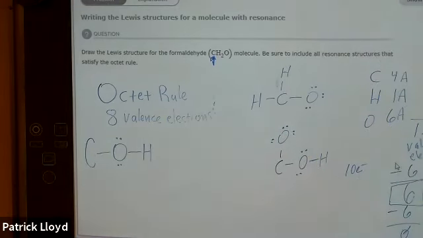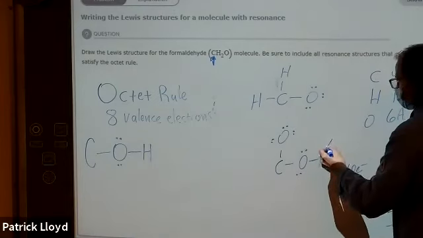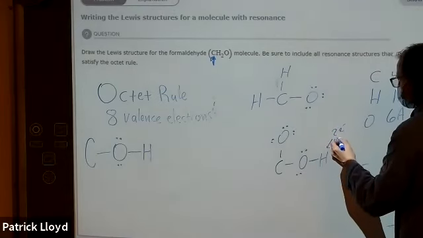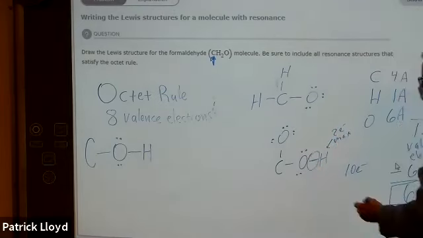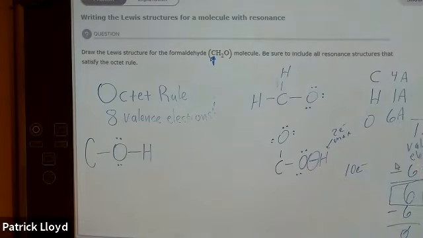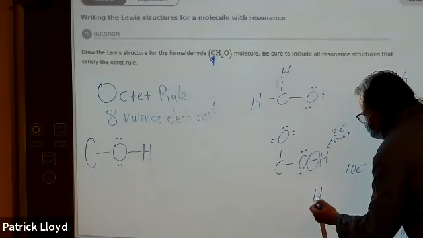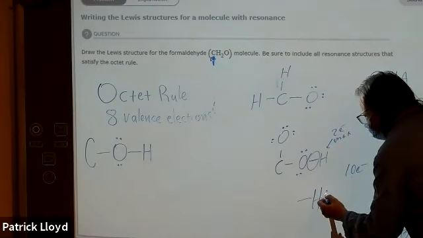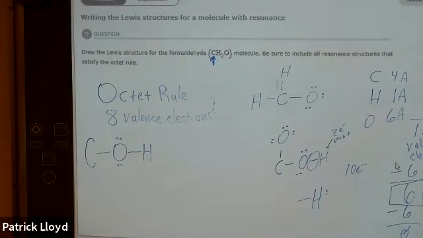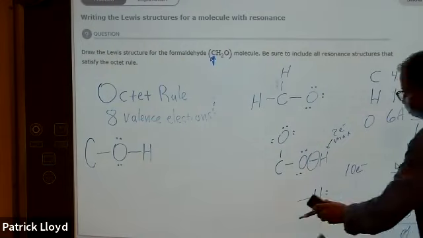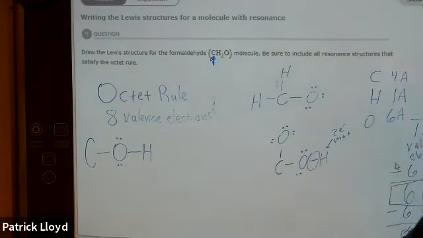Do the outside first. Wait, why not hydrogen? Because hydrogen can only handle 2 electrons, 2 max, and it already has 2. So you will never see Lewis structures like this, because that would be 4 electrons. So the bond is always 2 electrons, exactly.